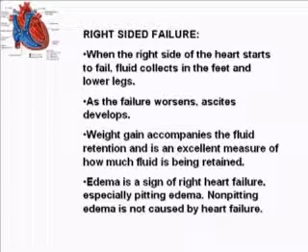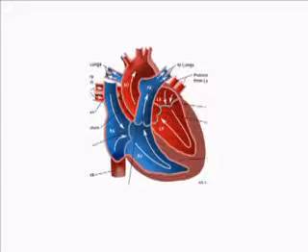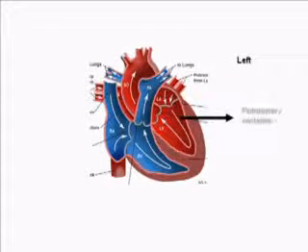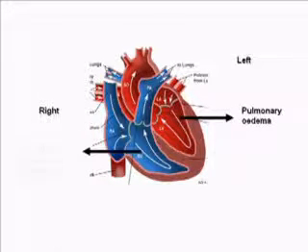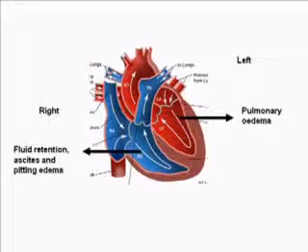So, to summarize, left-sided cardiac failure results in pulmonary condition, right-sided cardiac failure results in pitting edema, ascites, and fluid retention. We shall have an overview in this diagram. In left-sided cardiac failure, pulmonary edema develops. In right-sided cardiac failure, fluid retention, ascites, and pitting edema develops.